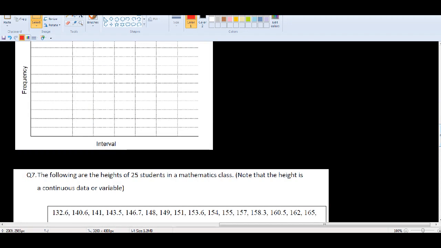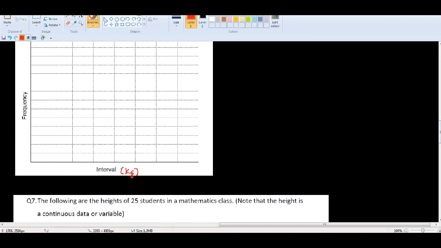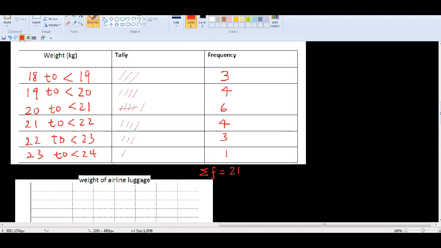And so the interval should be in kilogram. Right, so the first bar should be 18 to 19. It should start from here. And that's 20, 21, 22, 23. Oh, sorry, 23, 24. Okay, so let's move that frequency over here.